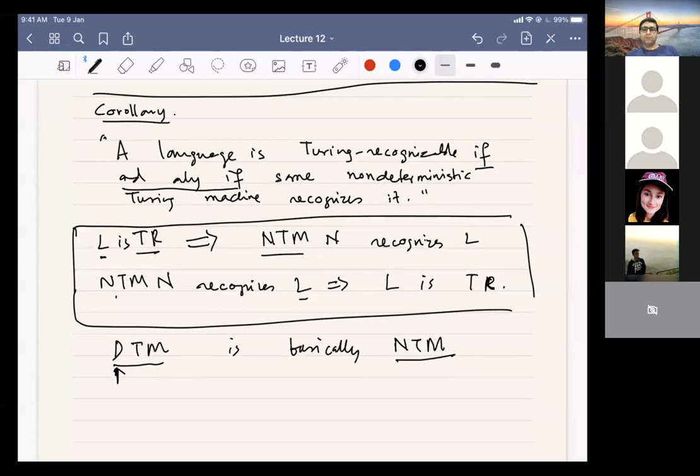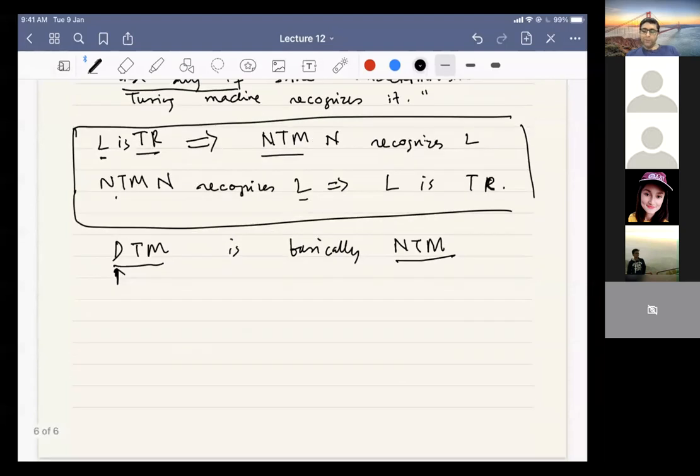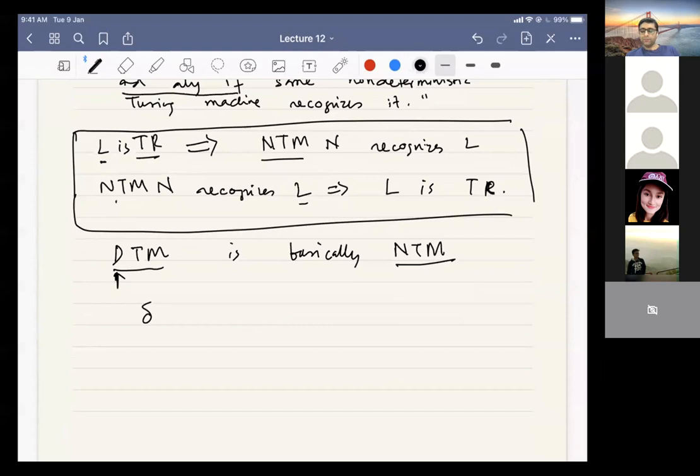Sir, so we don't necessarily have to describe an NTM. We can just describe a DTM for it. It depends. What is the application? Why do we want to do it? Okay, sir. Can you show us an example of how to describe an NTM? What do you mean by describe an NTM? Like, we know how to describe a normal TM or a DTM. Yeah. So the only difference would be the transition function.